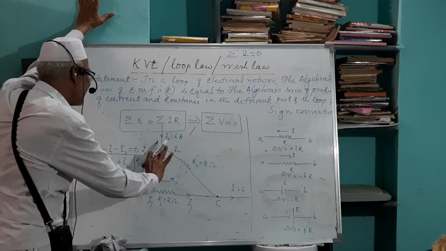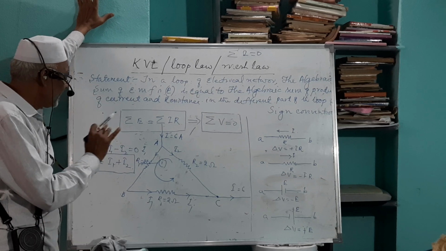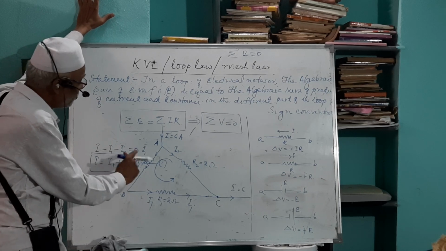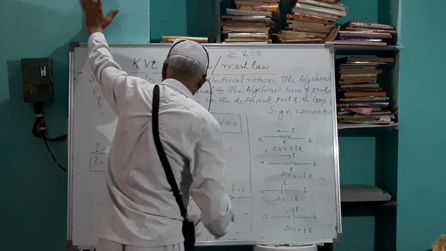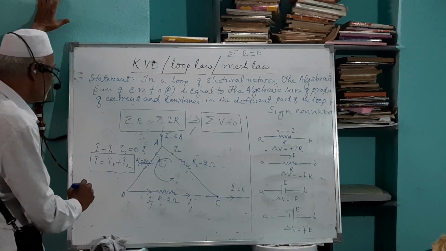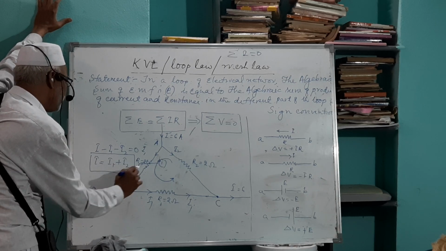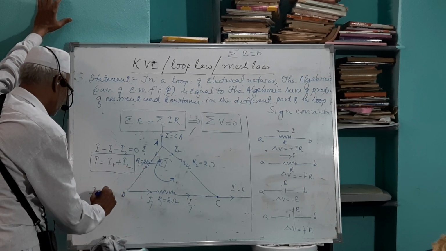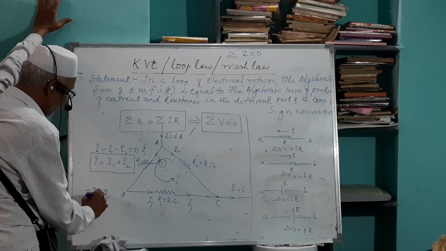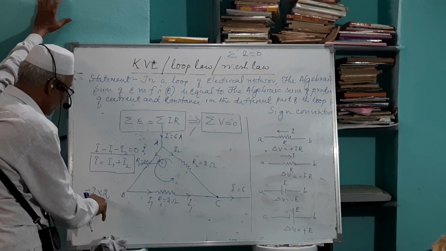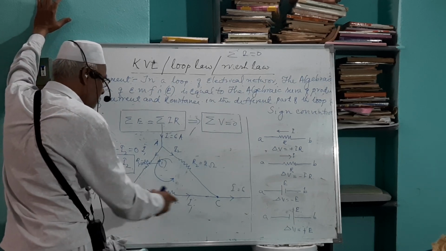First you consider the AB branch. You are rotating this mesh in the anti-clockwise direction, and current is also moving in the same direction. If that is the case, the IR product will be negative. The magnitude of current is I1, and resistance R1 is 2 ohm, so that is minus I1 into 2, minus 2I1. Now you come to the BC branch.